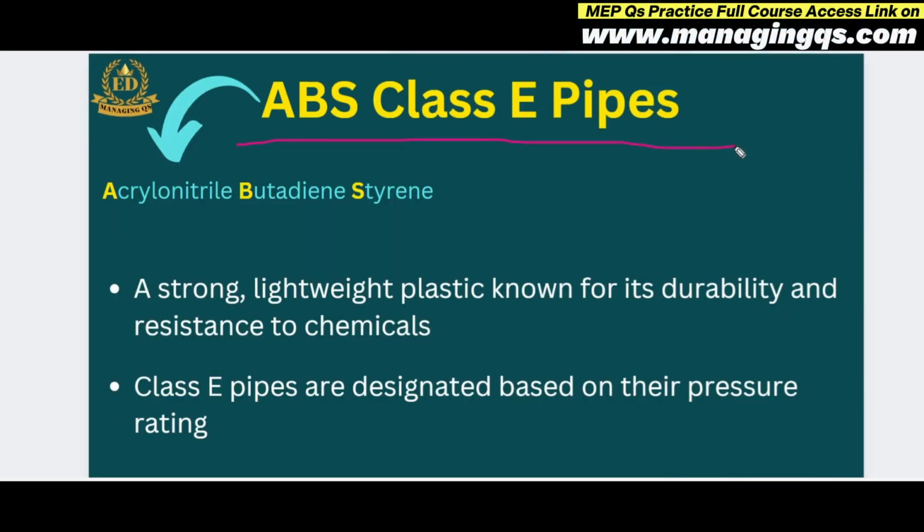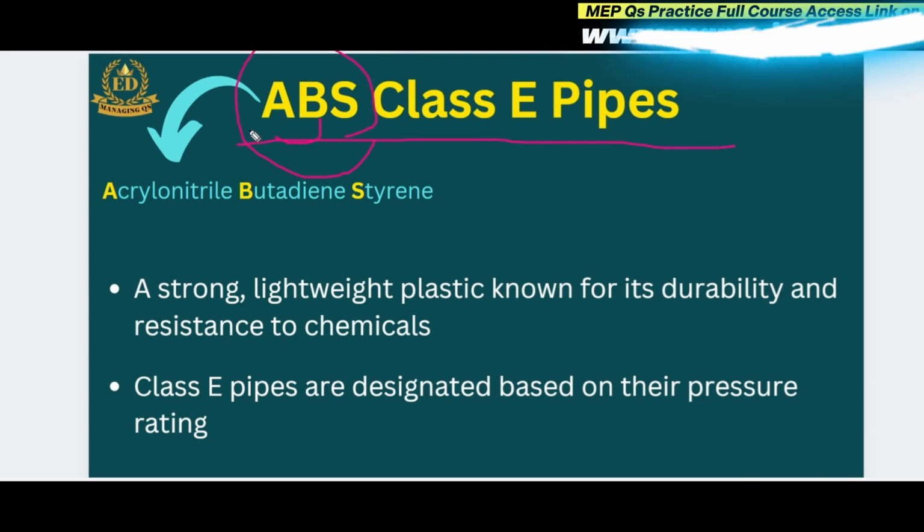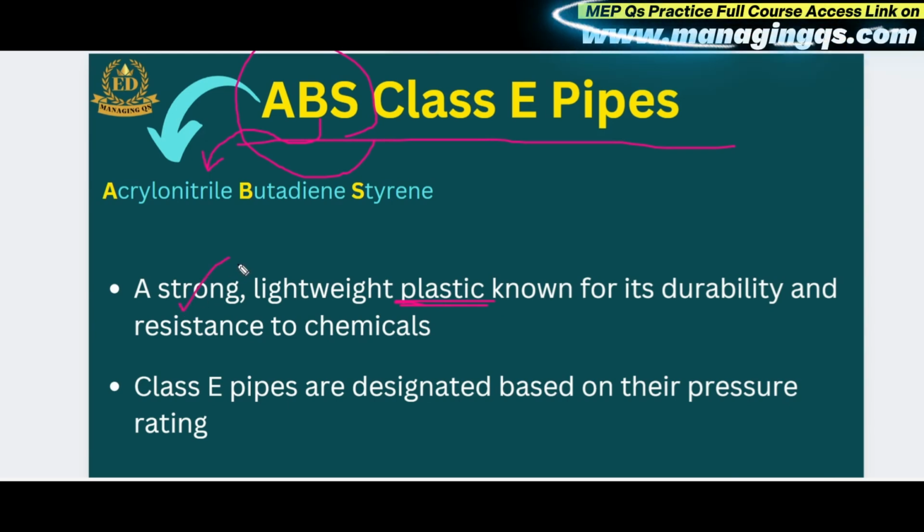The ABS class E pipe. ABS is also one of the plastic pipes. It is very strong and lightweight, has very high durability, and is resistant to chemicals. Another very important thing is that class E pipes are designed based on their pressure. A very important terminology here: pressure rating.